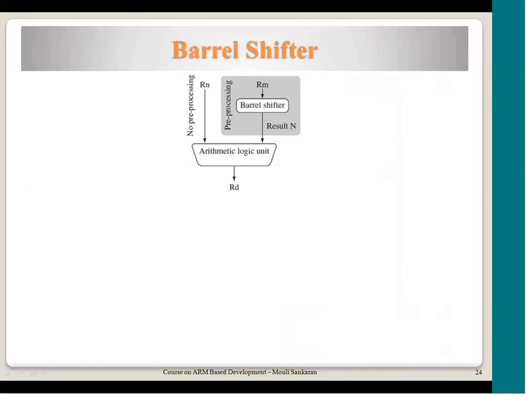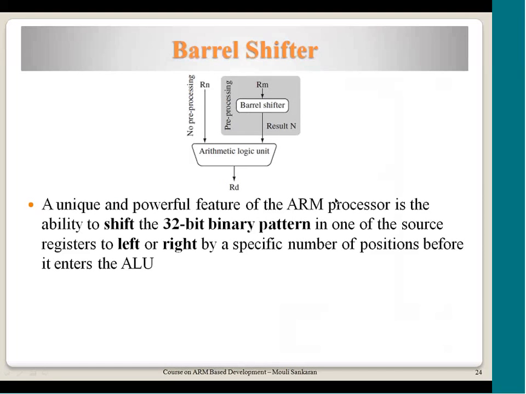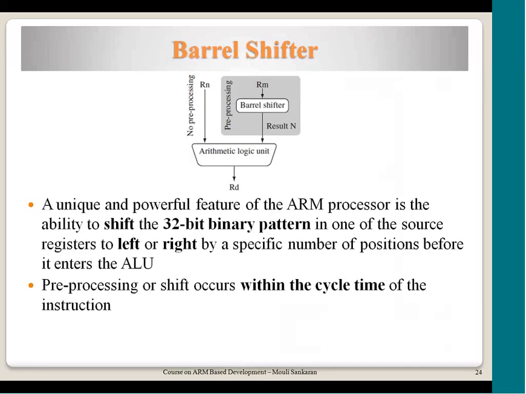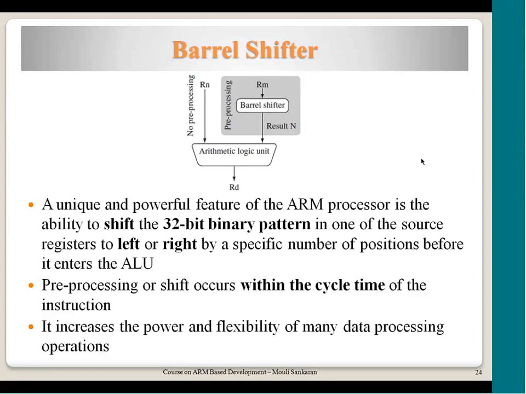Now what does the barrel shifter do? It takes in Rm, does a barrel shifting operation if it has to be done based on the instruction, and then passes it on to the ALU as two parameters. Both are 32-bit wide. As I told you, all the registers are 32-bit and all the operands are 32-bit wide. The barrel shifter can perform any of the arithmetic operations, and remember that it all happens within the same cycle. So this improves the performance of the ARM processor.